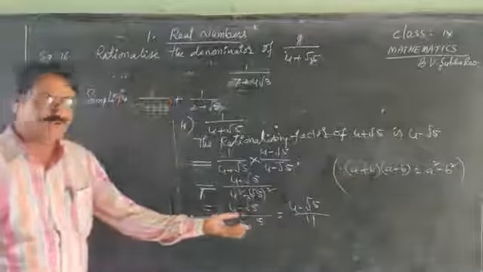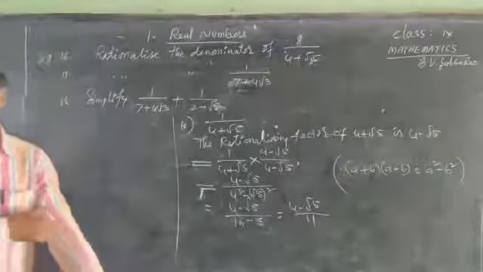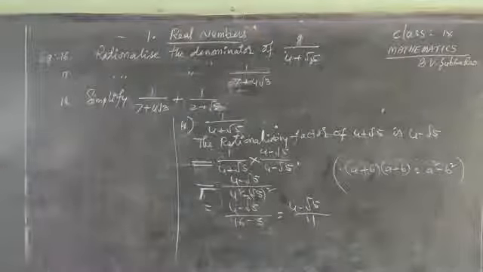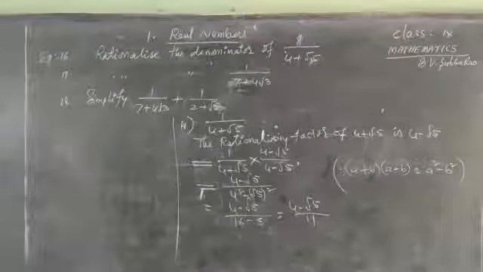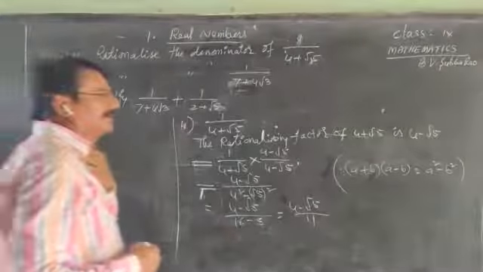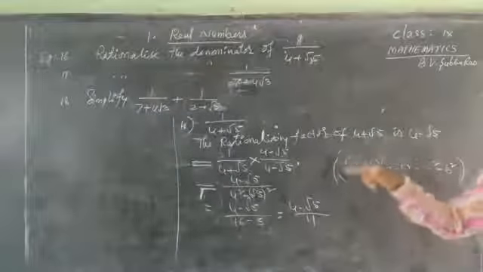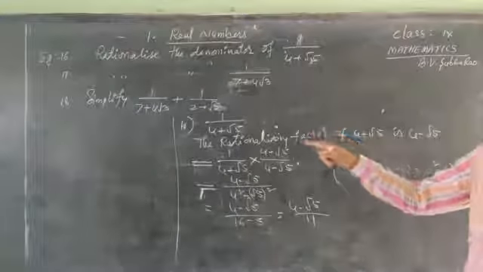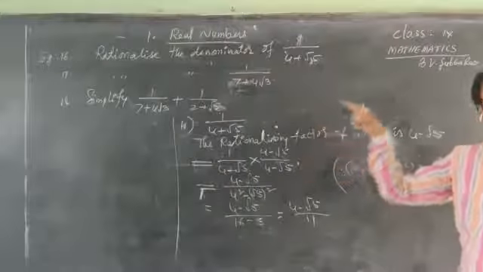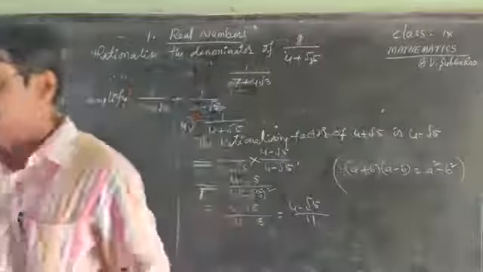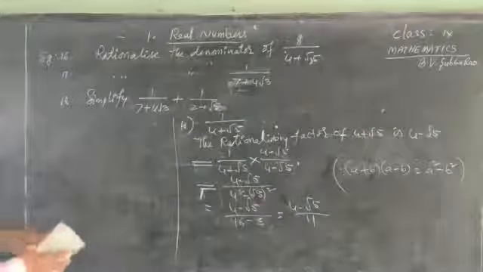Now you observe the denominator. The denominator has become a rational number. So we changed the denominator into a rational number, so it was rationalized. The given denominator is rationalized. Do you understand? Now go to the next example. It is also exactly like this.